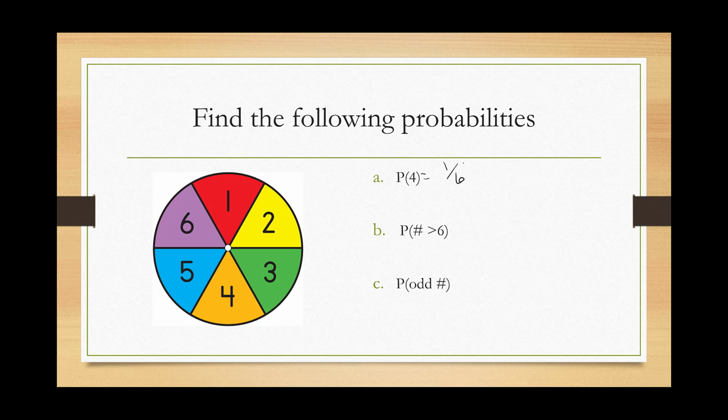Now let's find the probability of getting a number greater than 6. Well, the numbers stop at 6, so the probability of getting a number greater than 6 is 0. This is that impossible event we talked about.